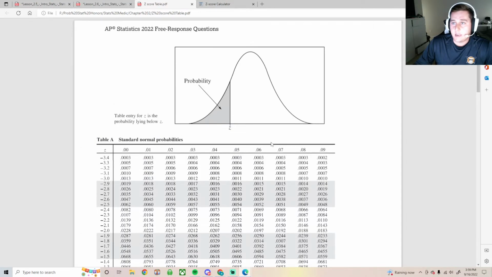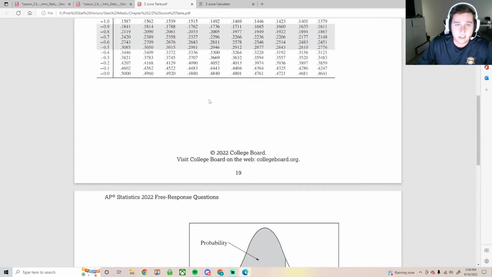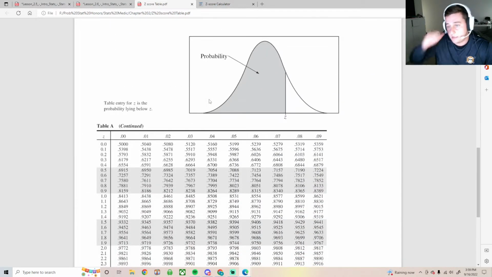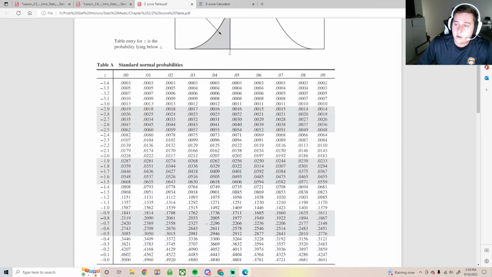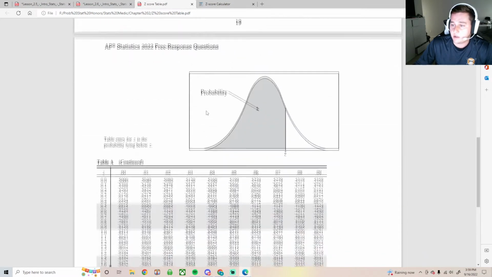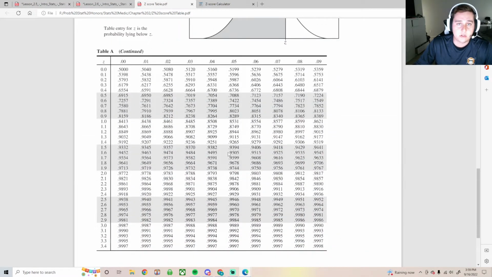This is actually taken as a screenshot straight out of the AP Statistics 2022 FRQs. So this was this year. This was provided to the students taking the test in May. All of these numbers inside the table are just hundreds of calculations at particular z-scores.